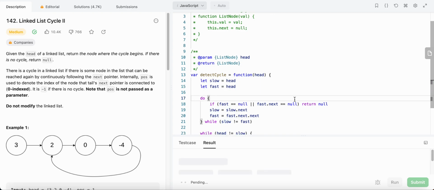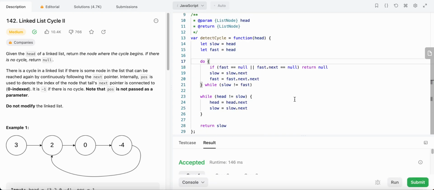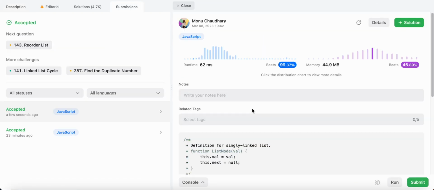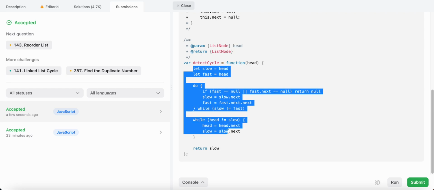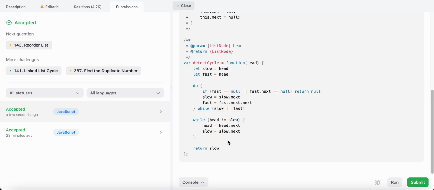Let's run our code. All right, awesome. So all of our test cases were accepted. Let's submit it and look at the result. Great. So the time complexity for this solution is O of n, because we are iterating over each node at least once. And the space complexity is constant.